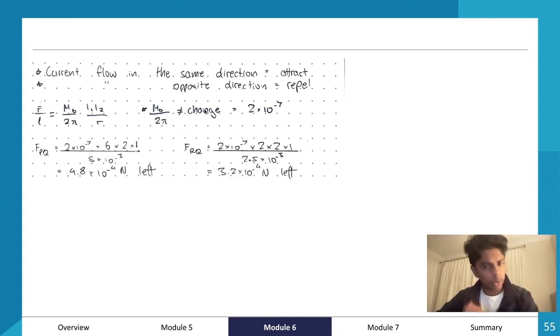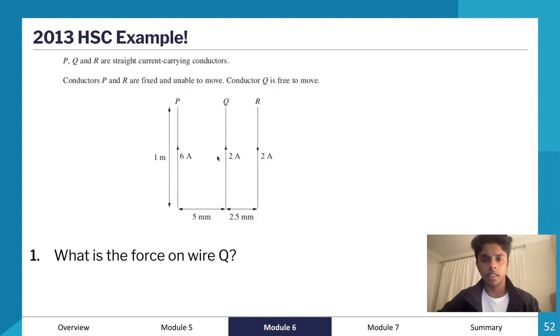This constant is equal to 2 times 10 to the power of negative 7. It doesn't change because it's a constant. So now we can go ahead and calculate the force between PQ. We have 2 times 10 to the power of negative 7 times 6 times 2 times 1. This 1 comes from L, which is just 1 meter. Right, 6 times 2 comes from the currents, 6 and 2.